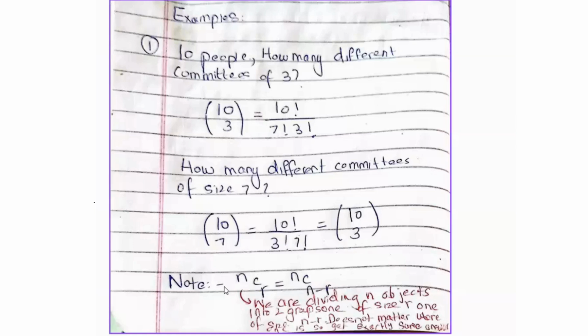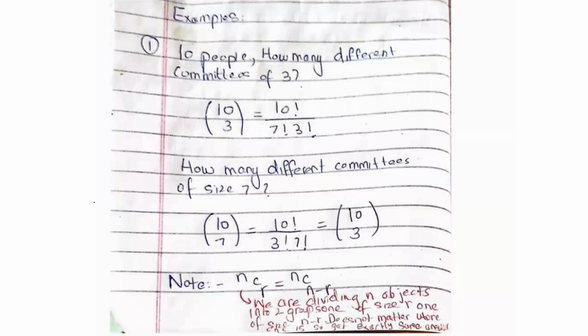So in general, n choose r is the same as n choose n minus r, because in either case, you're dividing it into two groups, r and n minus r. It doesn't matter whether you're choosing r and leaving behind n minus r, or you're choosing n minus r and leaving behind r.